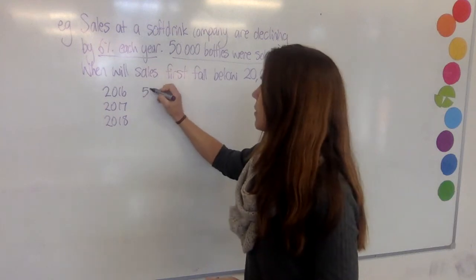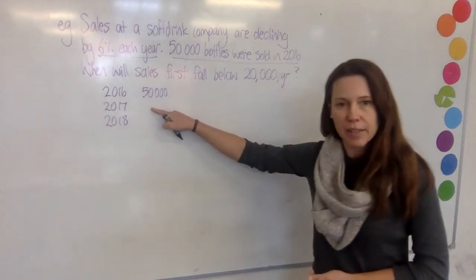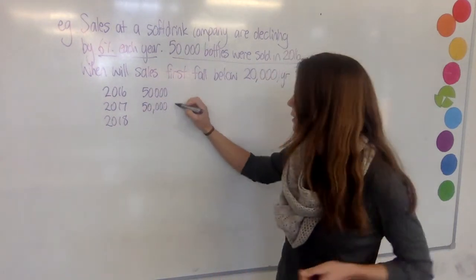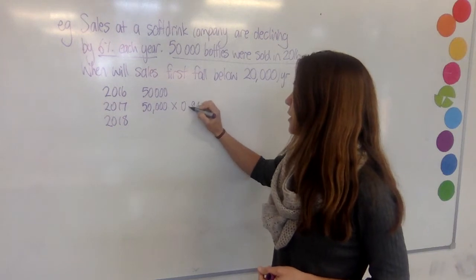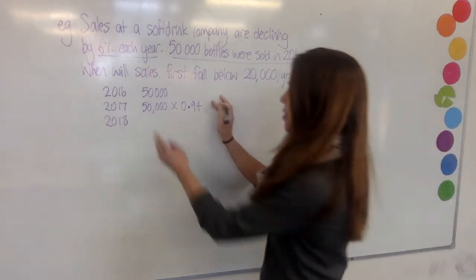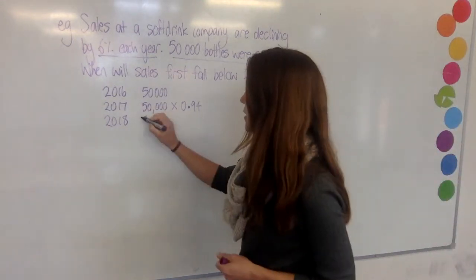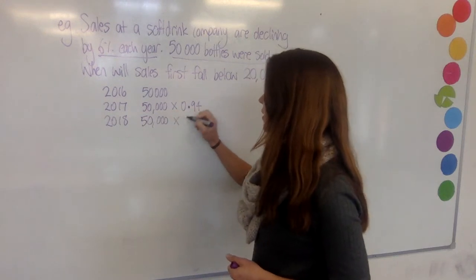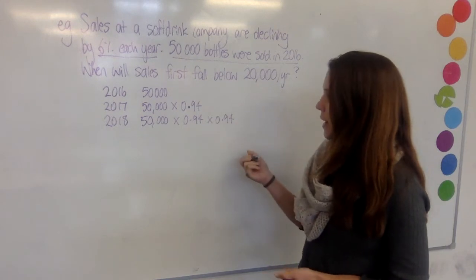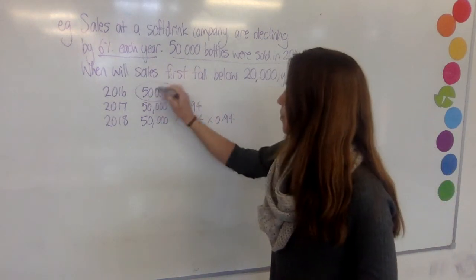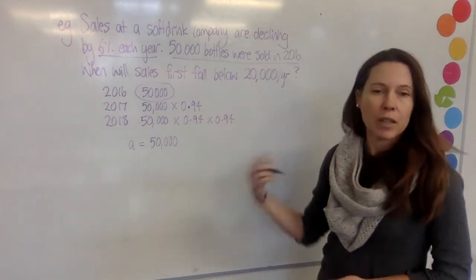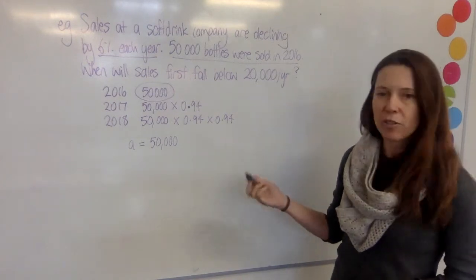We sold 50,000 here. How are you going to find the sales for this year? Well, you're going to take 50,000 and multiply it by 0.94 or 94%, because that will give you a drop of 6%. Then that is going to drop by 6%, which means in this next year we've got 50,000 times 0.94 times 0.94. So we can see a pattern here. We're going from our first term, A, of 50,000, and each term we're multiplying by something, and that's what a geometric series looks like, isn't it?